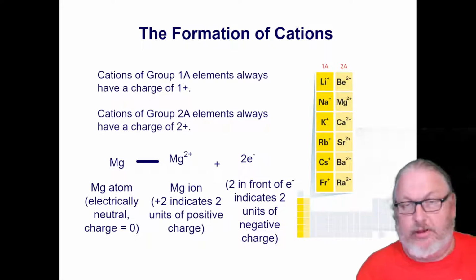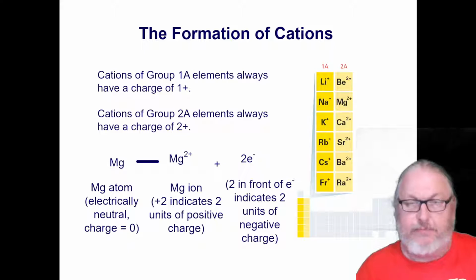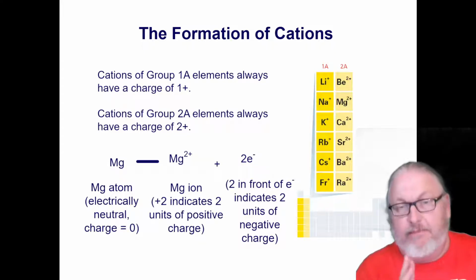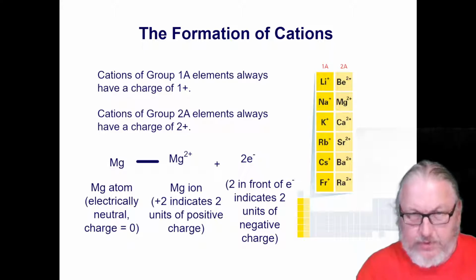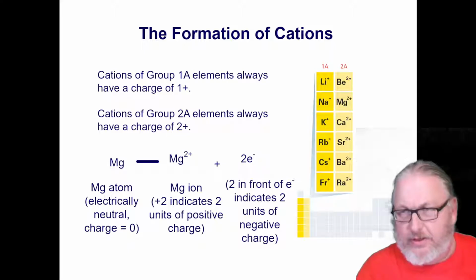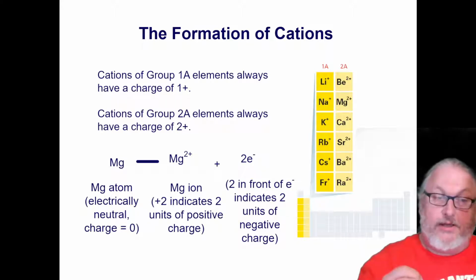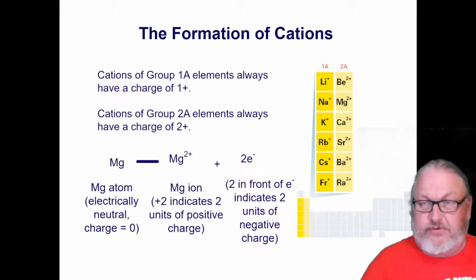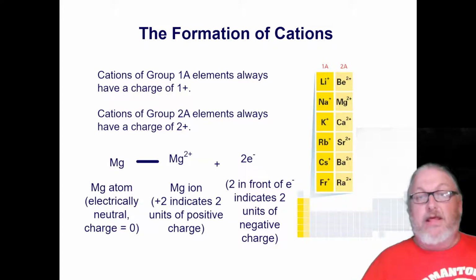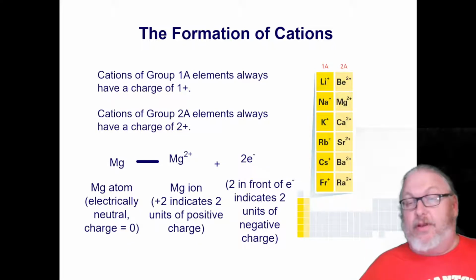Cations in the group 2 elements will always have a plus 2 charge. Magnesium, which is electronically neutral, has 12 protons and 12 electrons. It'll lose 1 electron at a time until it loses those 2 valence electrons, so it'll have a charge of 2 plus.